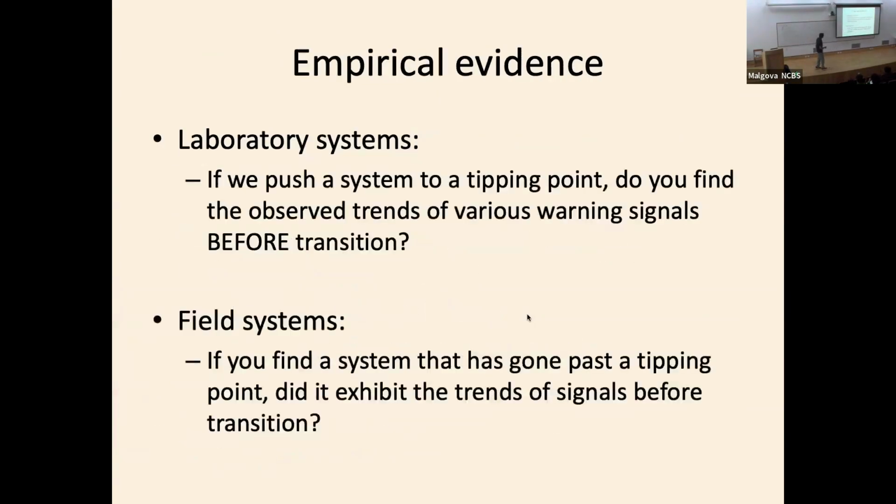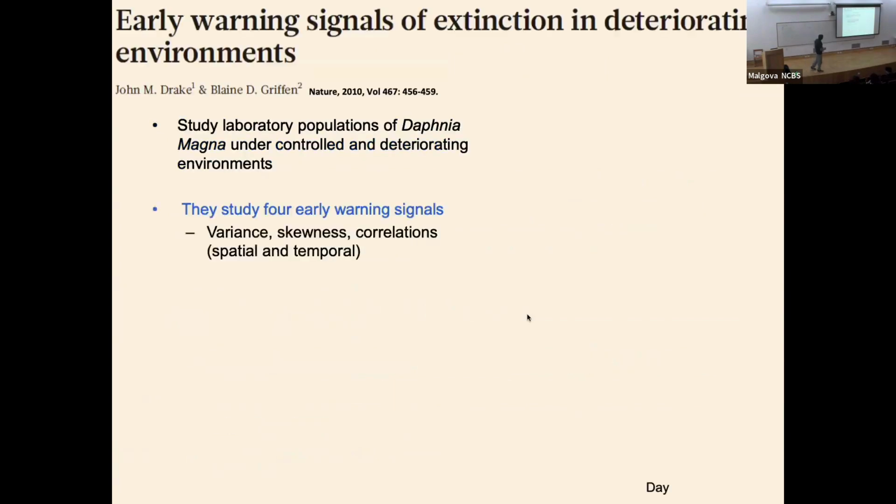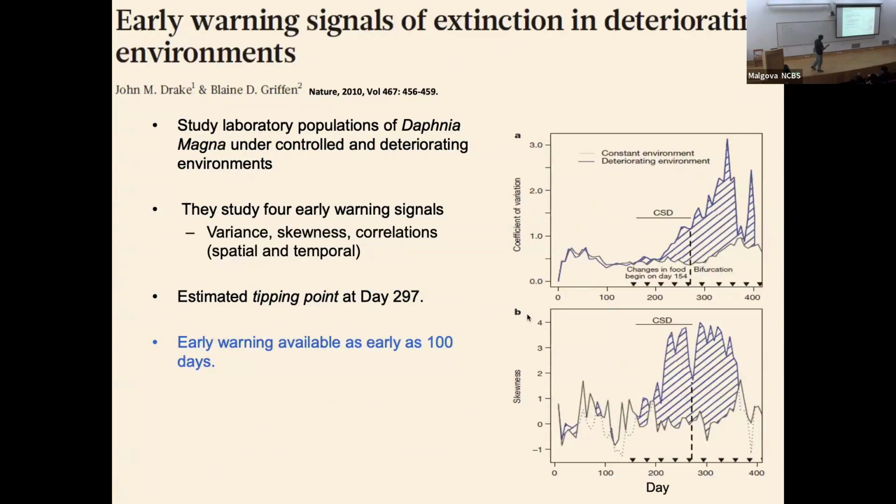I have a second part of this first part, where people have done experiments and have shown that some of these do happen. I will go over them very, very fast. They studied Daphnia in an experimental setup in the lab. They collapsed these populations as a function of time by underfeeding them, and this experiment was done over a duration of 1 year. When they measured coefficient of variation and skewness, they found that roughly a month ahead of time, they were able to detect signatures of these early warning signals even before the actual collapse of the populations happened.